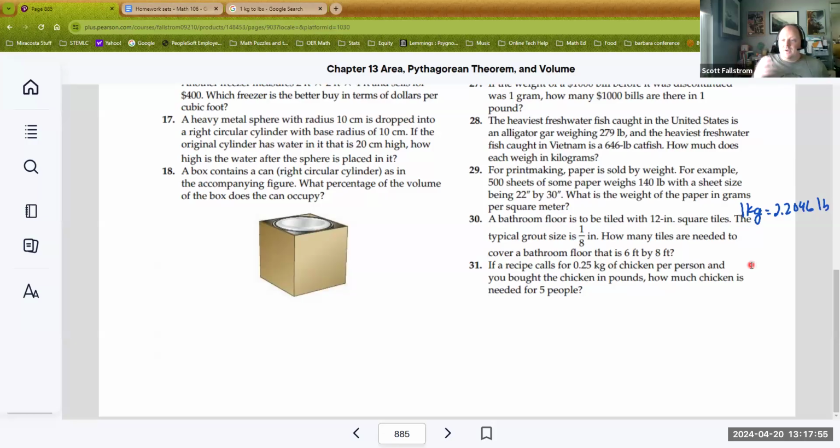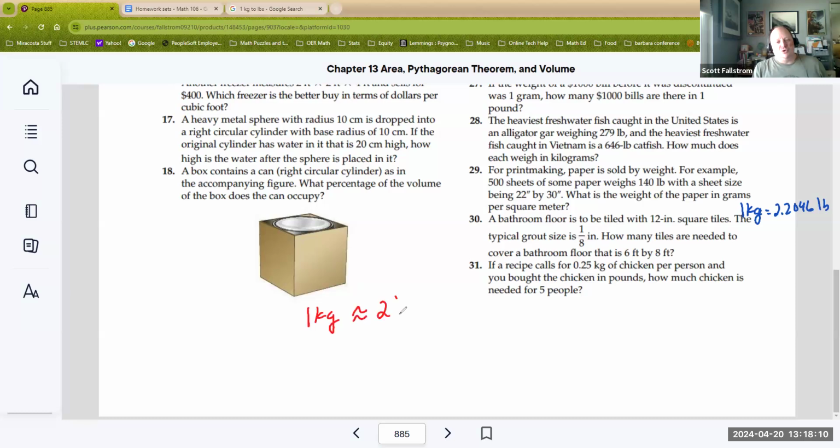As a quick rule of thumb, if you were really getting estimatey on this, I'm asking you to actually calculate, but if I was going to estimate, 1 kilogram is about 2 pounds. I know it's 2.2, but I'm going to call it about 2. And that way, if somebody says, okay, well, how much is a quarter of a kilogram? Well, then it's a quarter of 2 pounds, which is about half of a pound.